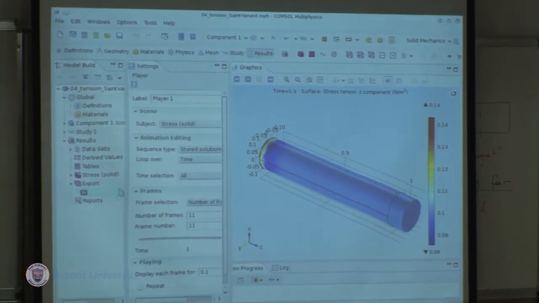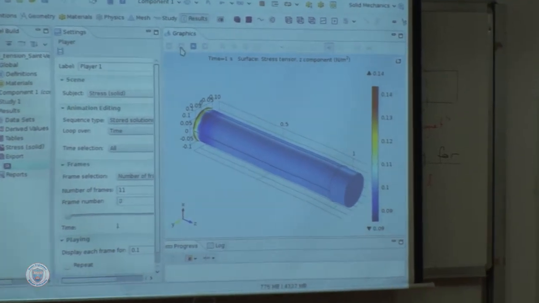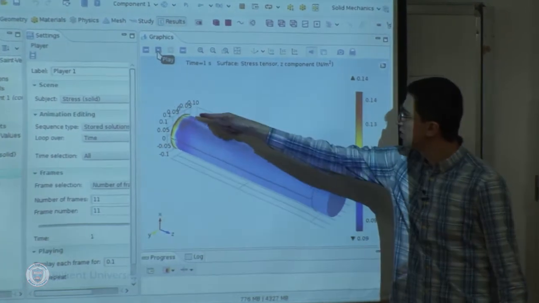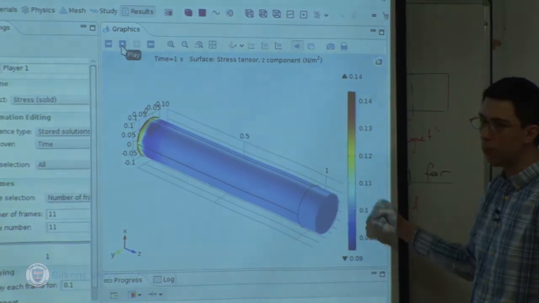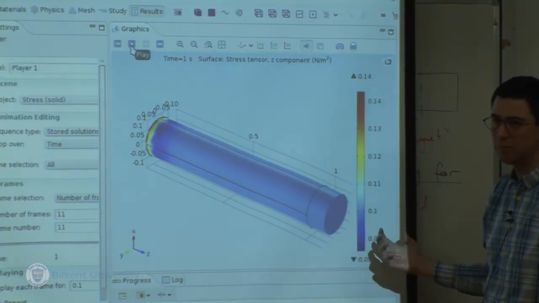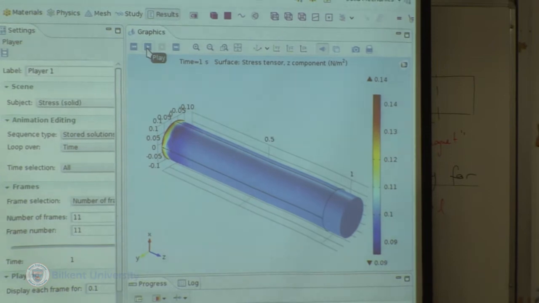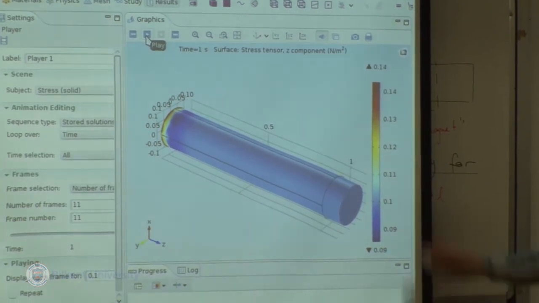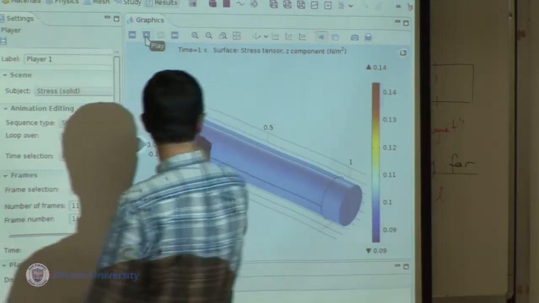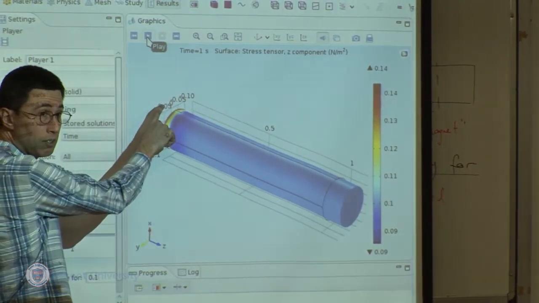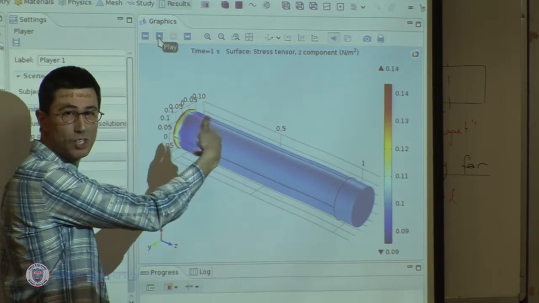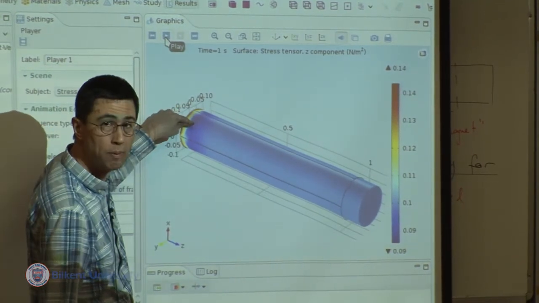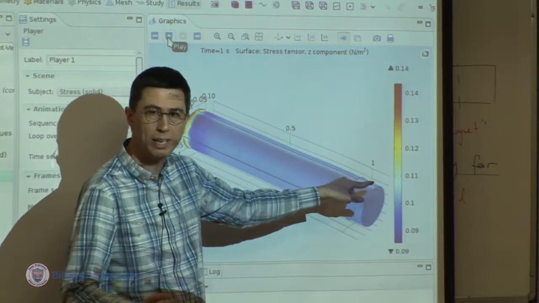So now the point is pretty straightforward. It's not a small deformation problem. The length is 1, and I'm imposing a force such that the strain is 10%. 10% is not too large, but for elasticity, perhaps it is a bit too large. What you see is that the end is completely constrained. It's not a frictionless end, let me say. Now the radius is 0.1, and the length is 1, so it's 10 times more.